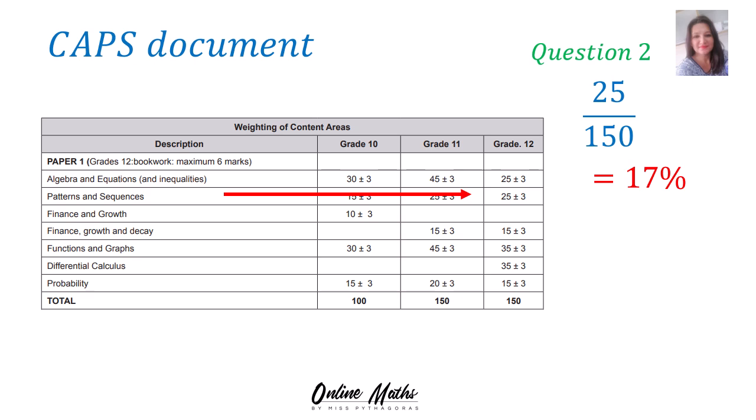As I have already told you, from the CAPS document you can clearly see that patterns will count more or less 25 out of the 150, which is 17% of your paper, on sequences and series. Now you will see that this question is all about a linear sequence and sigma notation.